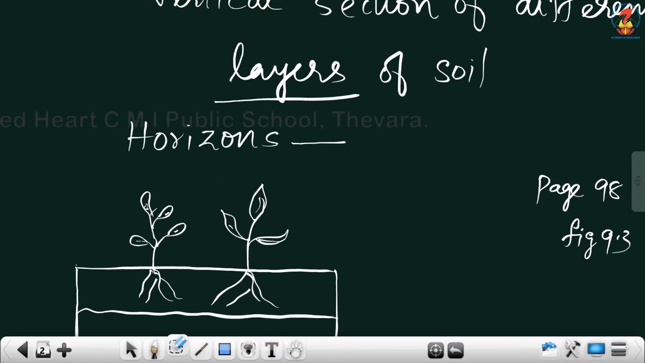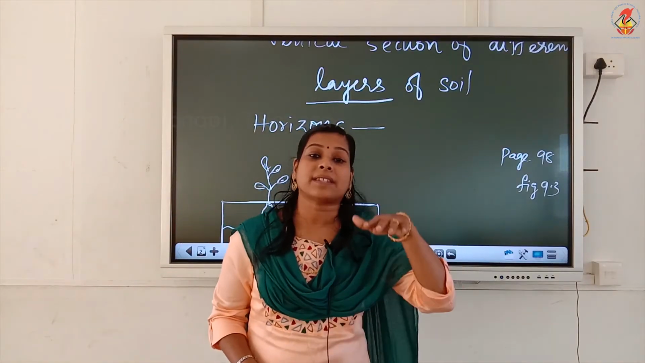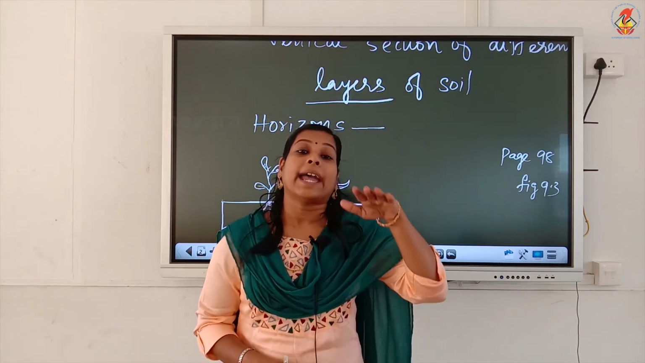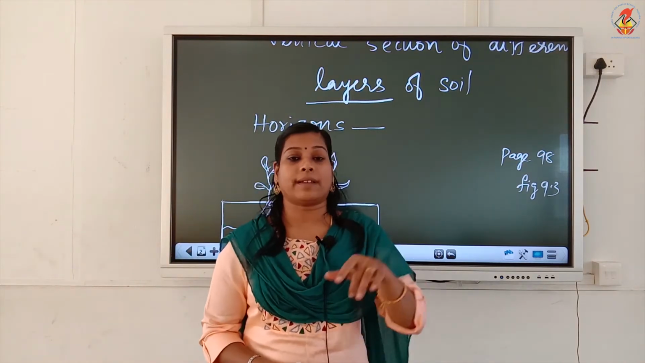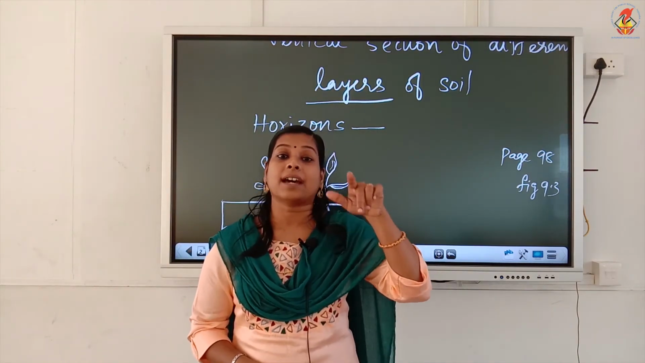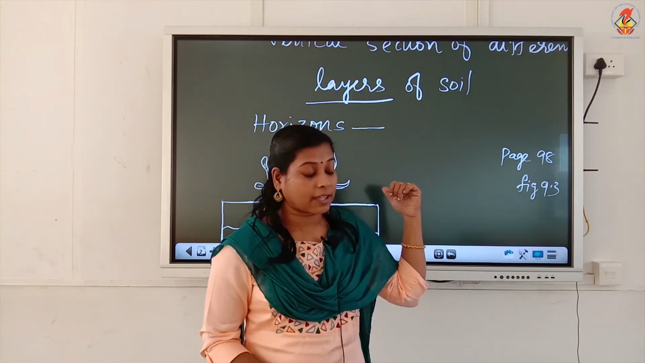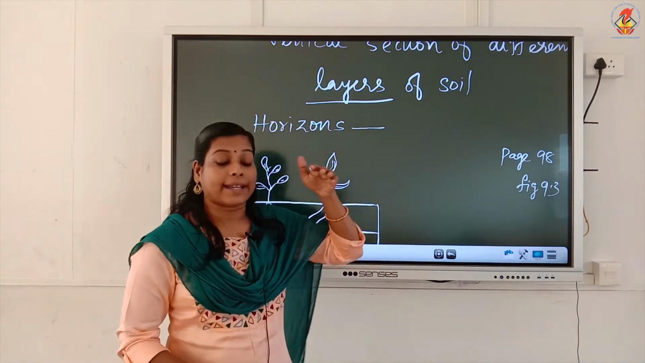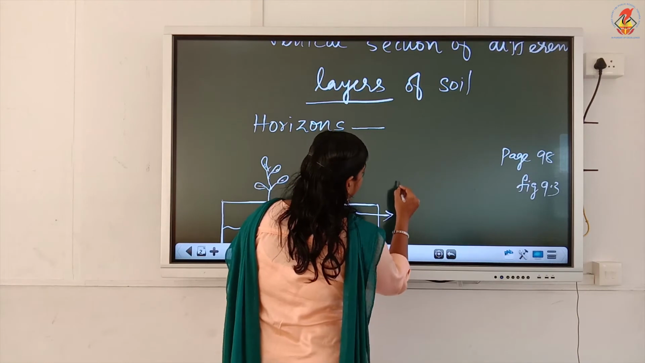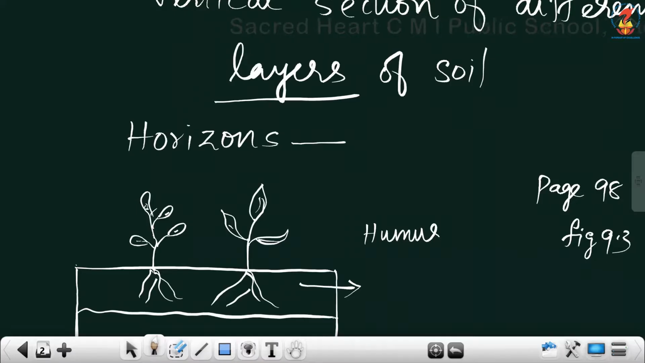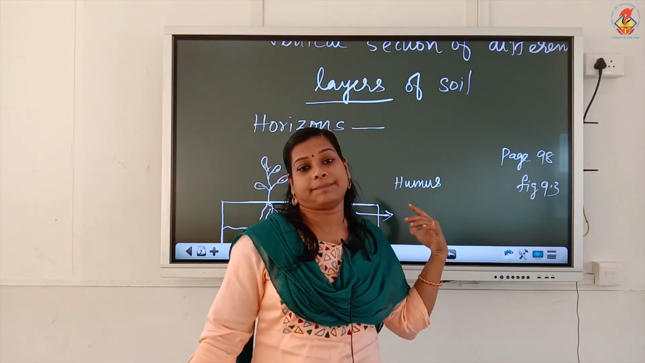Now the top layer, that is the first layer, the A horizon, is the top layer of the soil in which plants are growing. Normally the plants are growing there. It is the topmost layer and is very rich in humus. This layer is very rich in humus and minerals are also present, so the soil is very fertile. As it is fertile, plants can grow properly there.